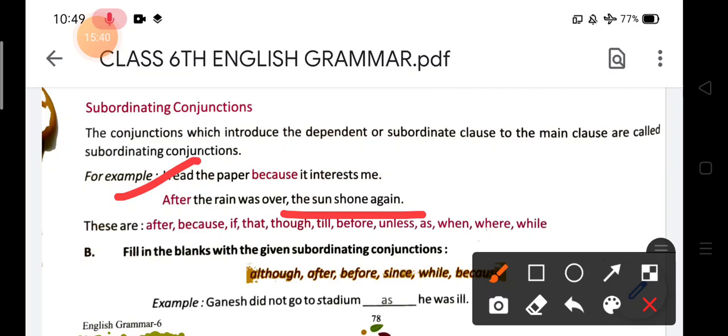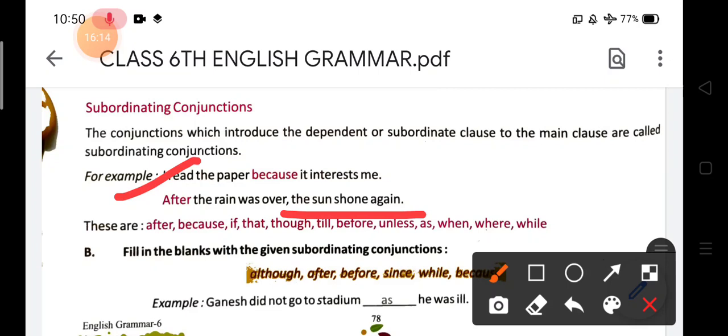यानी ये dependent होता है अपने sense के लिए, अपने meaning के लिए. Okay? जैसे आपने कहा कि after the rain was over, then suppose किसी ने कहा कि after the rain was over, जैसे ही बारिश बंद होगी, तो क्या होगा? For knowing its sense, you will go to the first part. And what is the first part here? The sun shone again. सूरज फिर से दिखेगा. So after the rain was over, the sun shone again. So in this way, you can understand about subordinating conjunctions also.